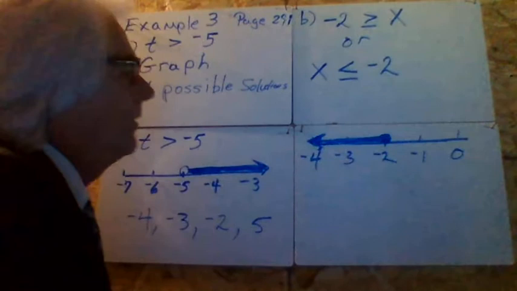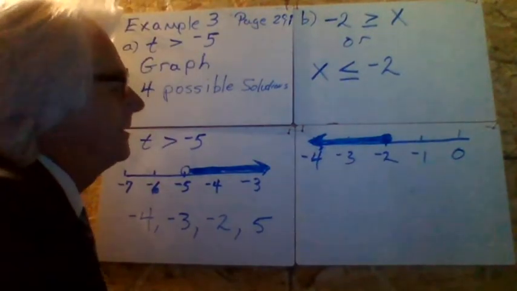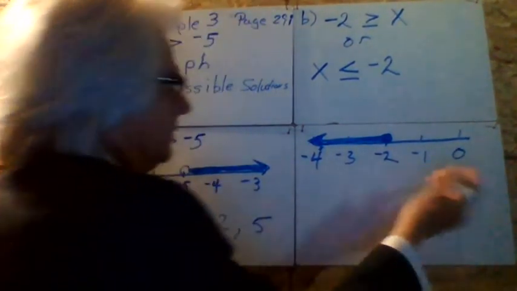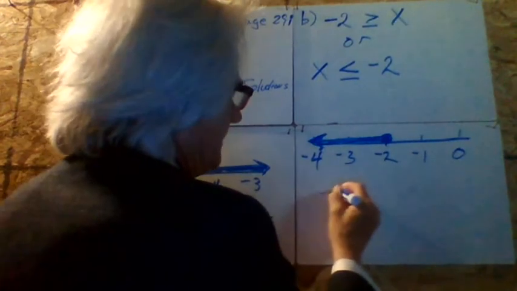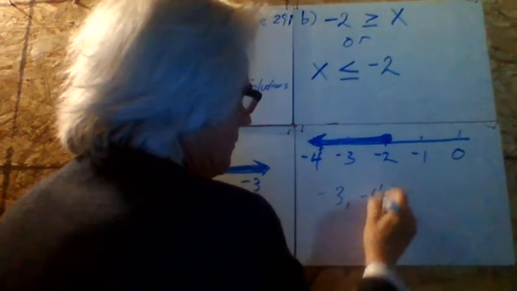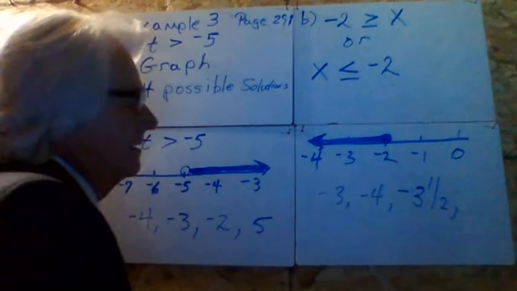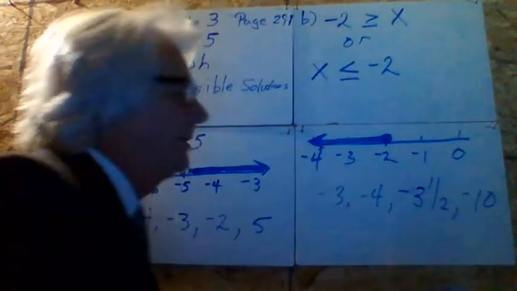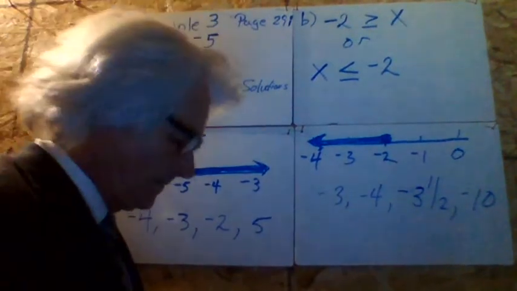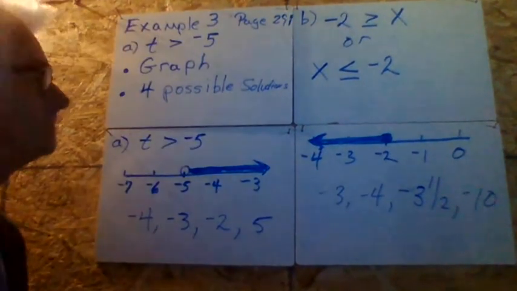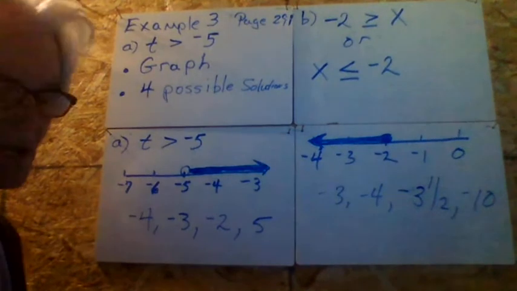So let's look at some possible answers that I could have in there. Obviously negative 3, negative 4. I could have negative 3.5. I could have negative 10. There's an endless possibilities of answers that we can use in that. So that's A and B.